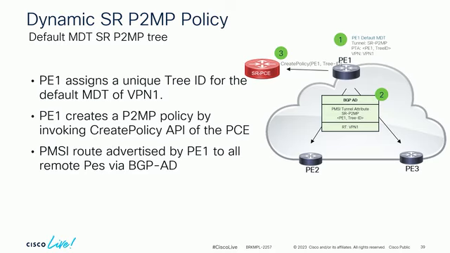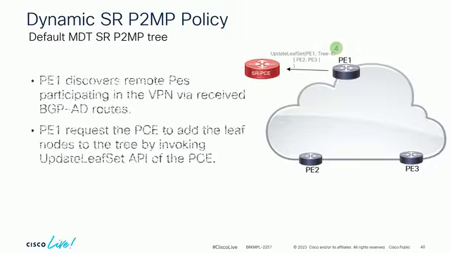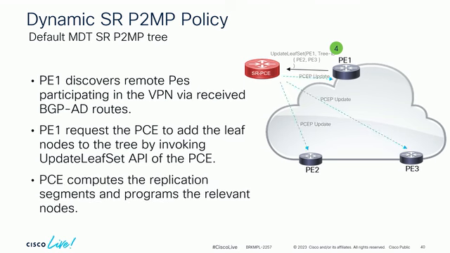Here in this case, using a combination of these RT values, PE1 will be able to identify that PE2 and PE3 are also participating in this multicast. So it sends a request, update leaf node, to SRPCE saying, I'm the root node, and these are the set of leaf nodes that should be part of this particular point-to-multipoint tree. Along with this, we can also have the candidate path information that could be configured on the PCE. So using this, the PCE server now knows PE1 as the root node, the set of leaf nodes, and the candidate path information.